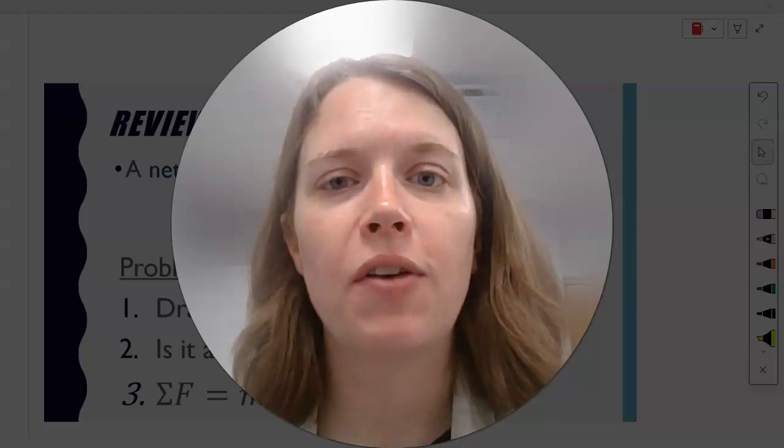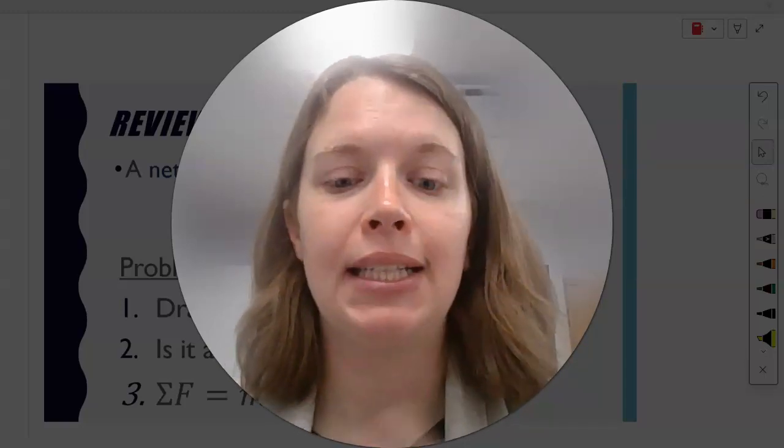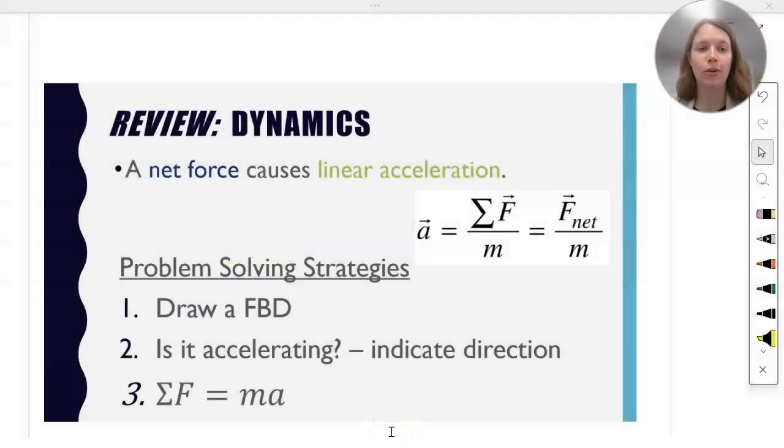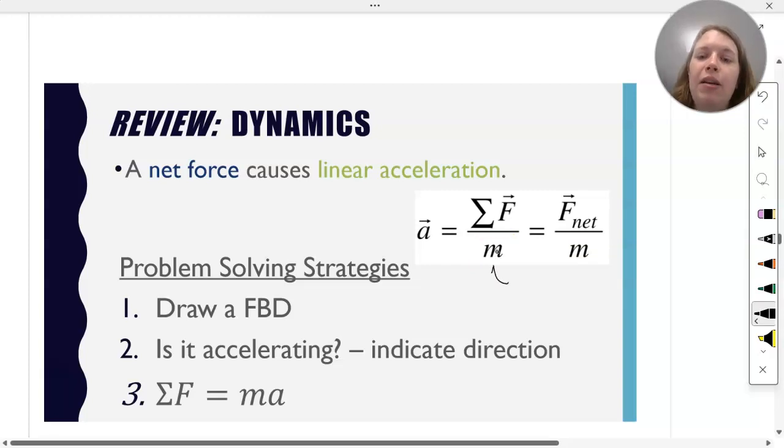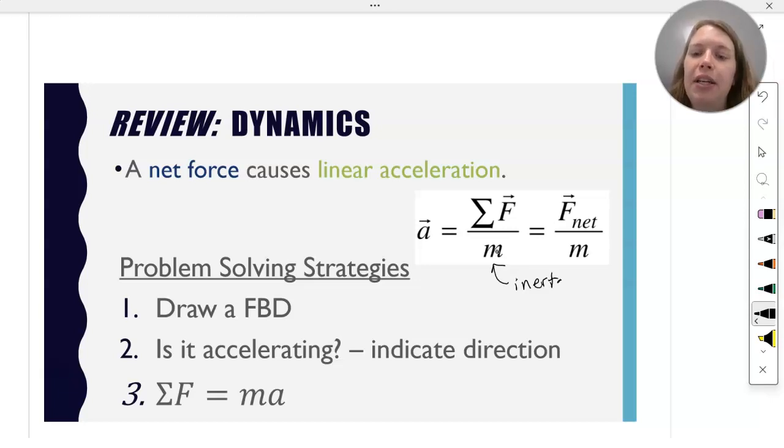So let's remind ourselves of what we did with linear forces and linear acceleration in our dynamics unit, which was unit 2. We learned that a net force causes linear acceleration. In your reference tables, it's phrased like this: the linear acceleration is inversely proportional to the mass, or the inertia, of an object, and directly proportional to the net force. Inertia is this property of matter, really similar to mass, that resists changes in motion or resists acceleration.